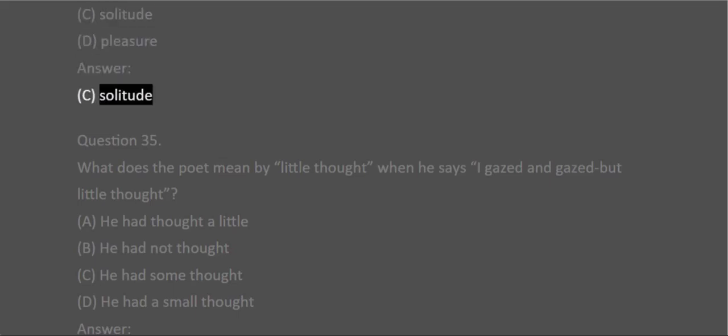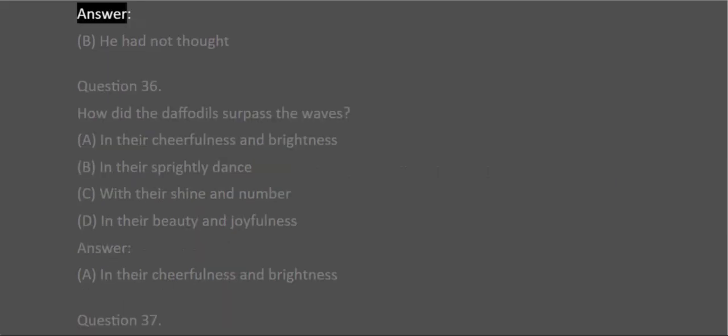Question 35. What does the poet mean by little thought when he says, I gazed and gazed but little thought? A. He had thought a little. B. He had not thought. C. He had some thought. D. He had a small thought. Answer. B. He had not thought.